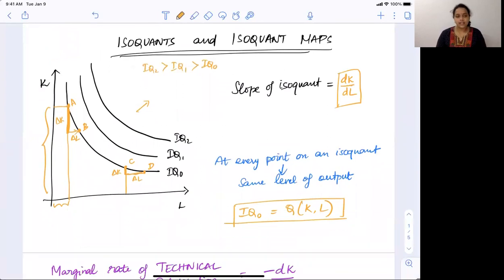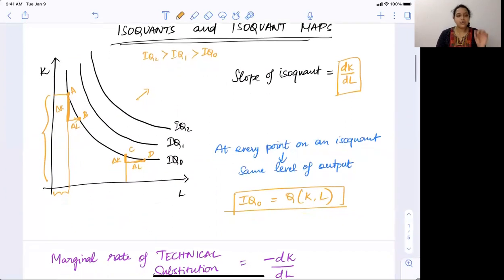There's another interesting element here which I want to draw your attention to. Just like we had a term called the marginal rate of commodity substitution, to understand the trade-off of how much of one input you are willing to give up to get an extra unit of the other input, that trade-off is called the marginal rate of commodity substitution in the consumer case.